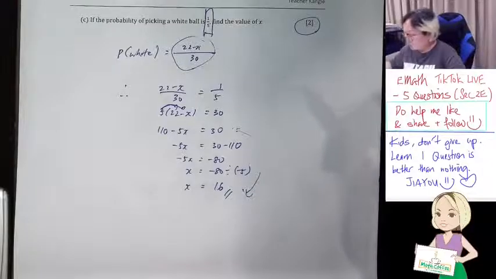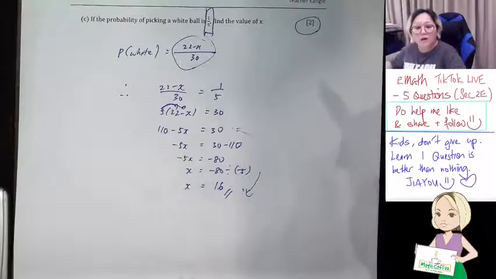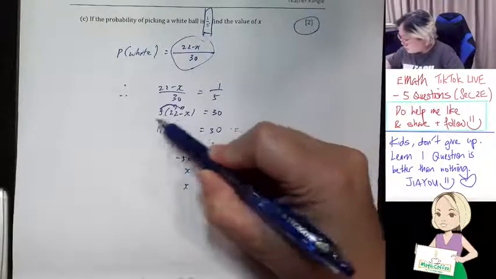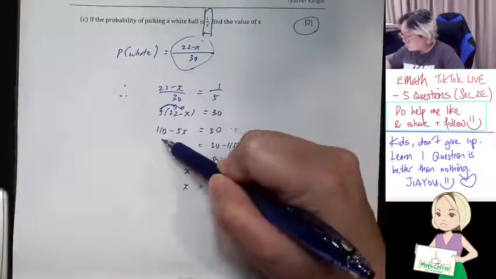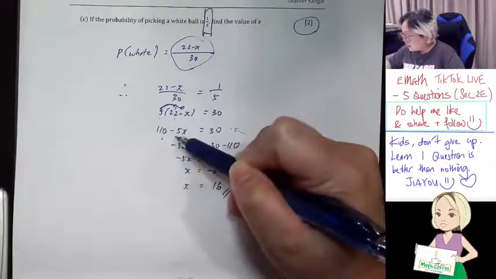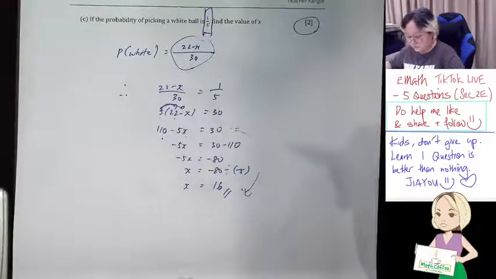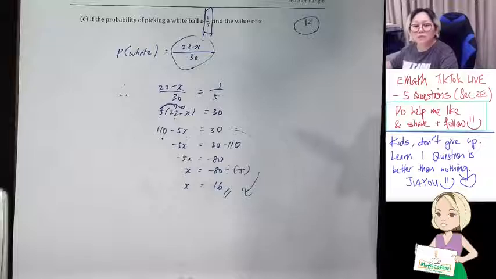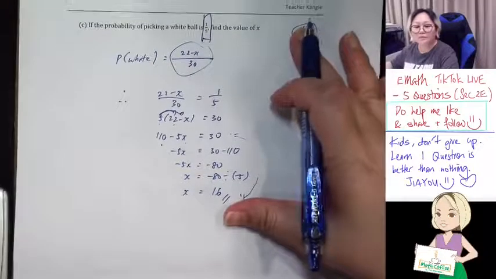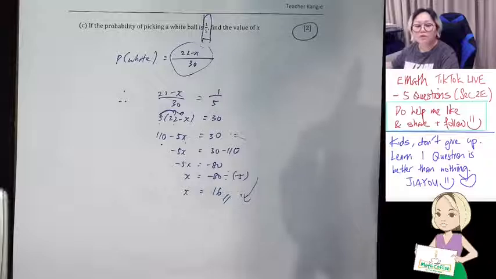5 times question mark, question mark. Where? 5 times 22, 110. 5 times negative x, minus 5x. Can I move on? 110 from 5 times 22.